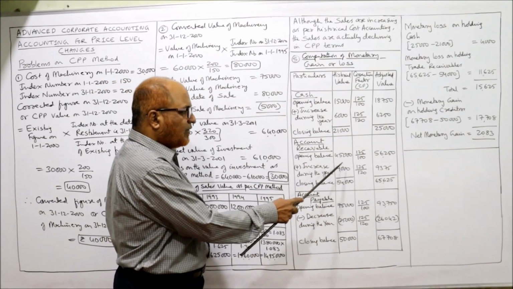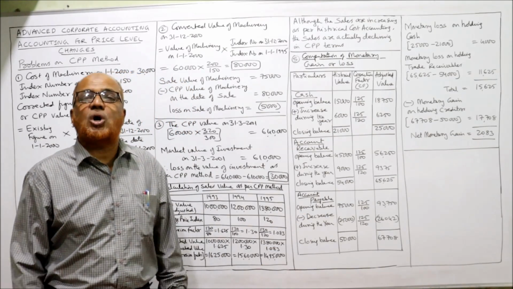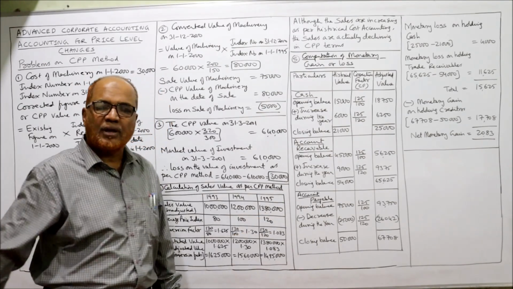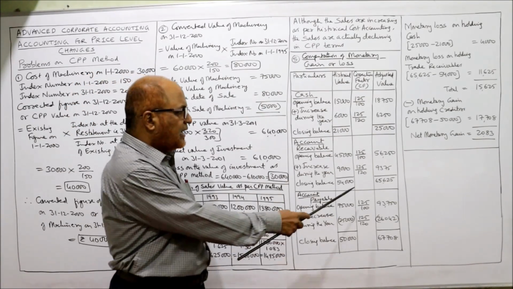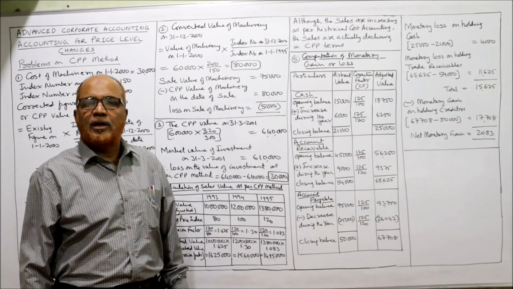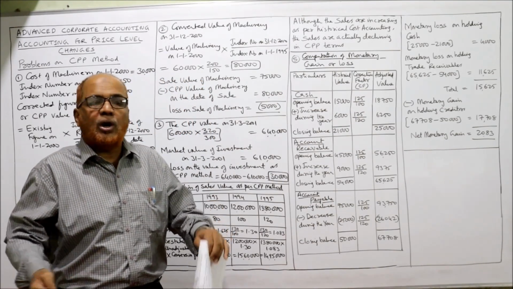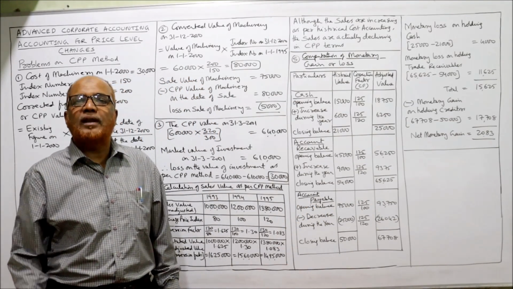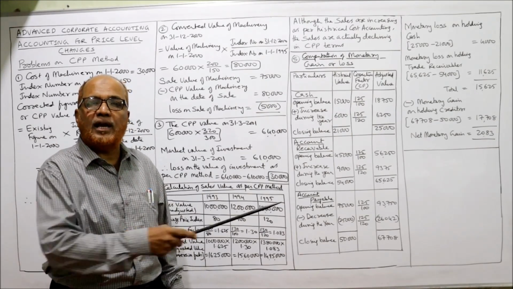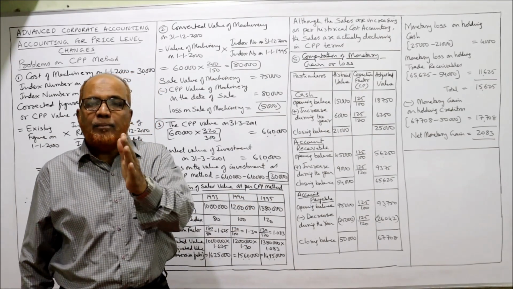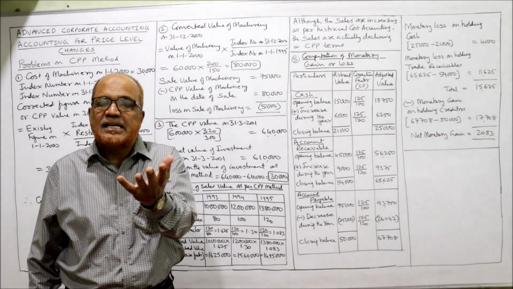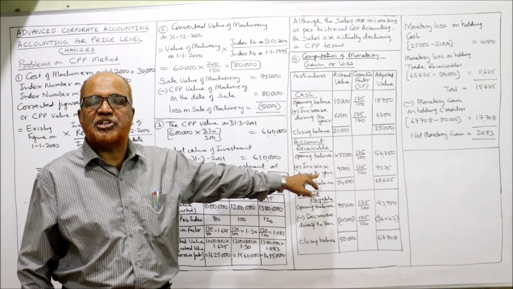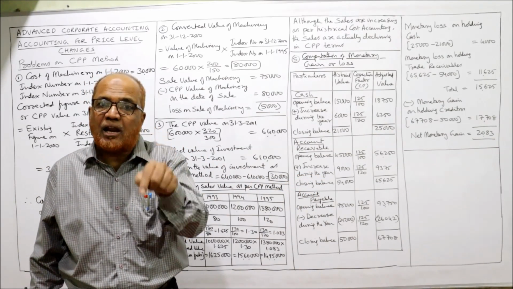Now you add up. 45 plus 9, 54,000 is the historical value of account receivable at the end of the year, closing. Similarly, CPP value of account receivable is 65,625. Now, what is the monetary loss on holding account receivable? 65,625 minus 54,000. You will get the monetary loss on holding account receivable. So, there will be monetary loss on holding current assets. Cash is a current asset, monetary asset, and account receivable is a monetary asset. So, on holding monetary asset we will incur loss.